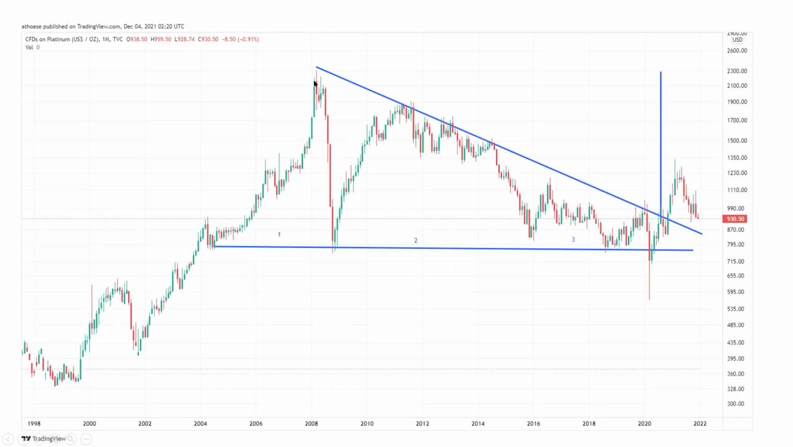We've got the 1, 2, 3 pattern. 1, 2, 3, and then the break. We're pulling back on a return move. This is a little bit old. I think we're at 975 already, coming back up. So this thing is good to go. I'm buying the living heck out of physical metals.